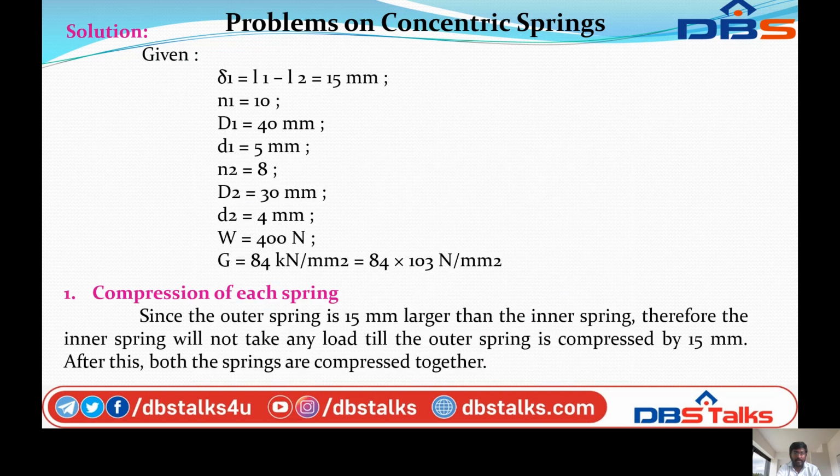So next we can note down the given data. Given delta 1 is equal to L1 minus L2 is equal to 15 mm. N1 is equal to 10. Capital D1 is equal to 40 mm. Small d1 is equal to 5 mm. N2 is equal to 8. Capital D2 is equal to 30 mm. Small d2 is equal to 4 mm. Capital W is equal to 400 newtons. Capital G is equal to 84 kilonewton per mm square. This will be converted to 84 into 10 cube newton per mm square.